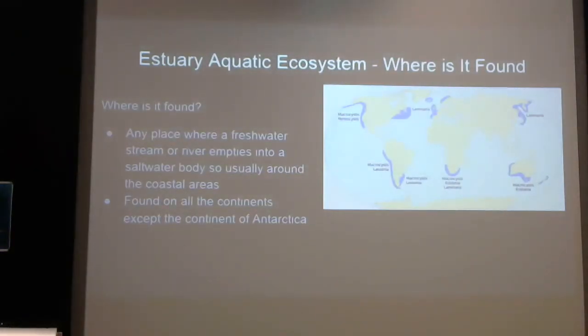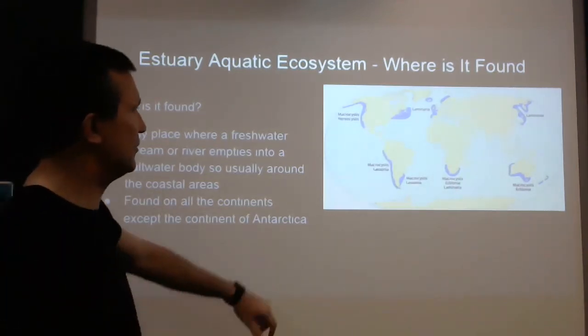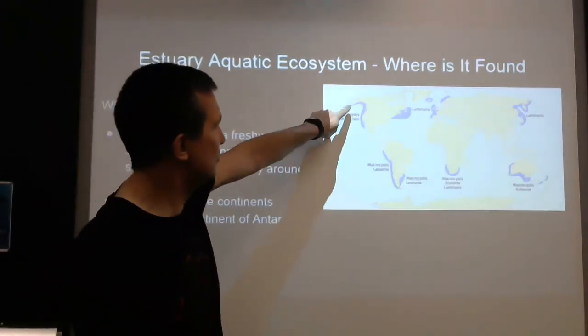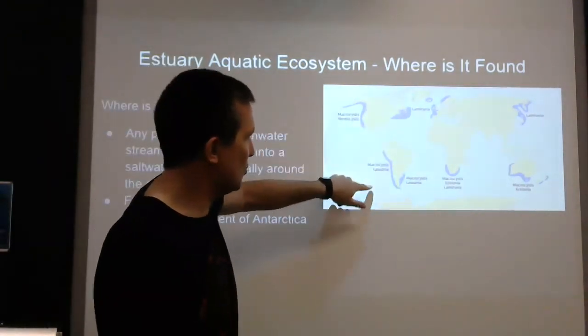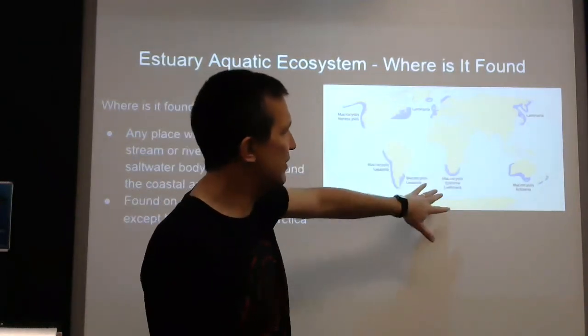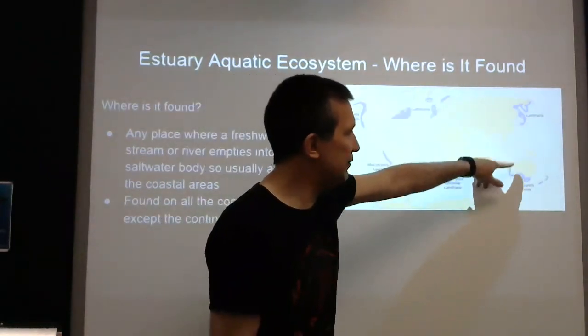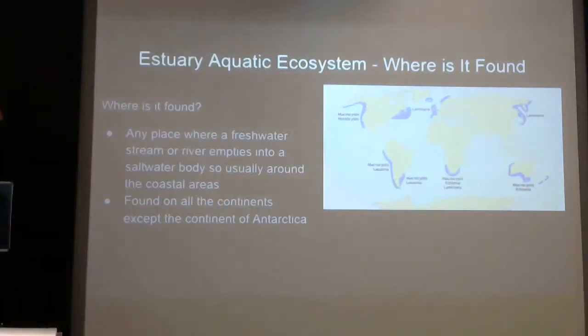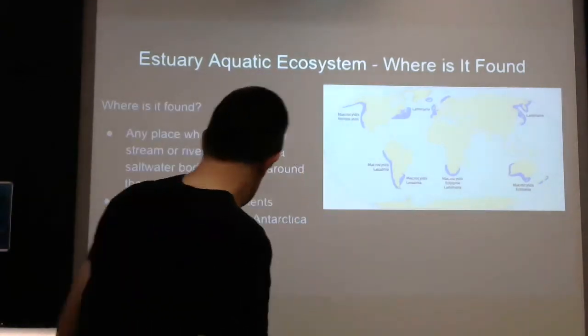Finally, where are they found? Any place where a freshwater stream or river empties into a saltwater body, so usually around all the coastal areas. And they're found in all the continents except the continent of Antarctica. So if you notice in my map, you'll notice that it's always along coastal areas where a continent is draining into an ocean area. And you notice it's on all 6 continents with the exception of Antarctica, which is down here.